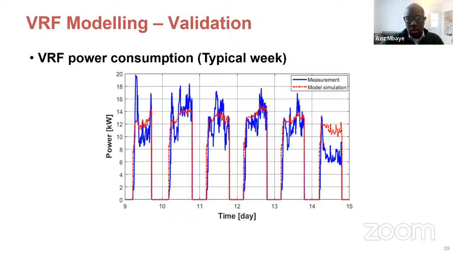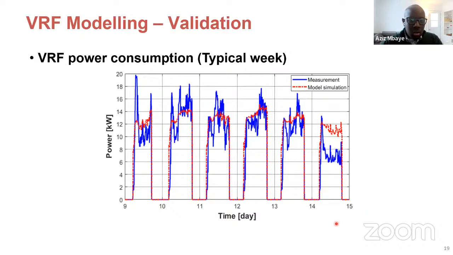This figure shows a comparison between the measured power in blue and the simulated results in red for a typical week. These results are for the second week of the simulation period, which goes from July 9 to July 15. And we can notice a good fit between the measured power and the simulated results, especially for the first 5 days of the week, the weekdays. During the weekend, the last days of our week, the VRF simulated power is higher than the value that is measured. This trend remains pretty much the same for the entire simulation period.